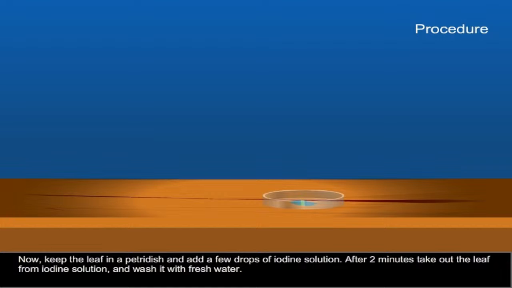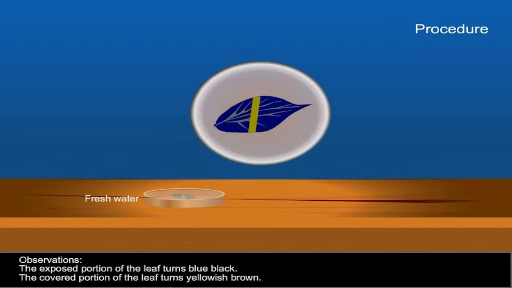After 2 minutes, take out the leaf from the iodine solution and wash it with fresh water. Observations: the exposed portion of the leaf turns blue-black. The covered portion of the leaf turns yellowish-brown.